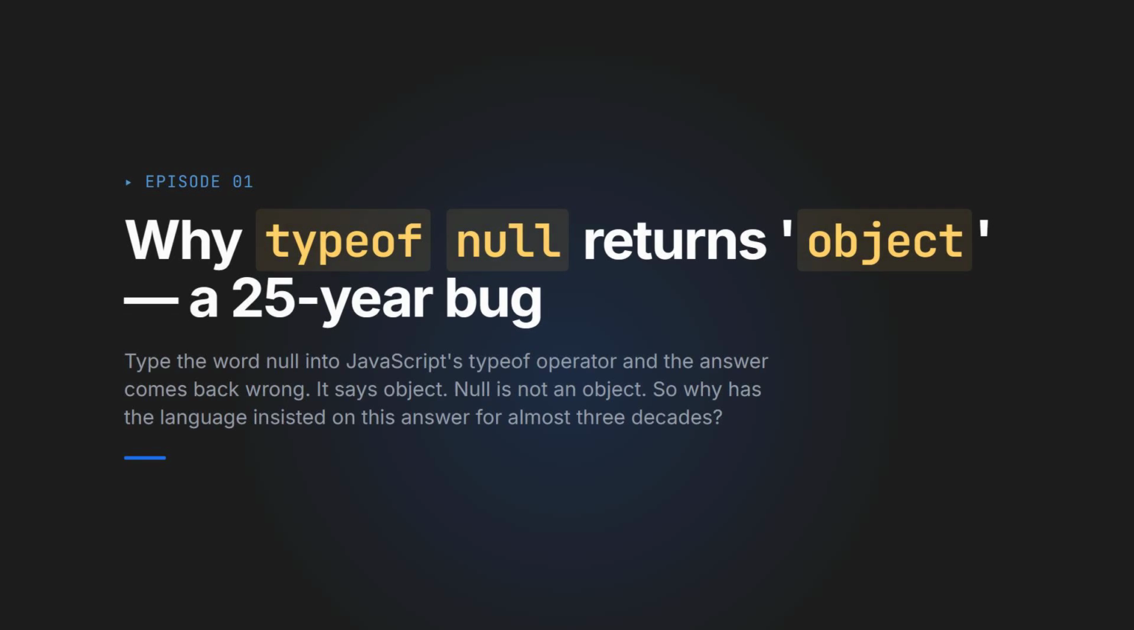Here is a JavaScript quirk that has tripped up every developer at least once. Ask the language what type null is, and it answers with the word object. But null is the absence of a value. It is not an object. So why does JavaScript disagree with itself? Today, we trace this bug back to 1995 and find out why nobody ever fixed it.